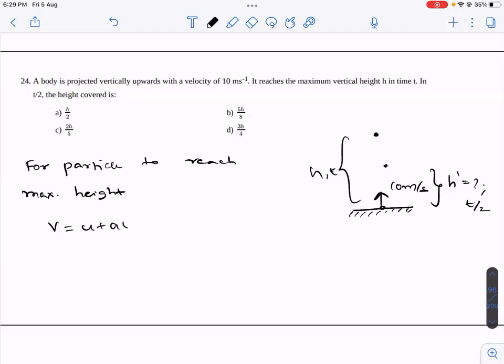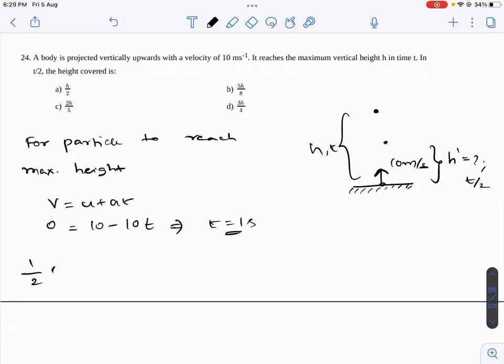to reach maximum height, what would have happened? V will be equal to U plus AT. V is 0. U is 10 minus acceleration due to gravity 10 into time t. From this, I will get t is equal to 1 second. So it takes 1 second for the particle to reach the maximum height. Right? So in half second, what would have been the distance traveled by the particle?